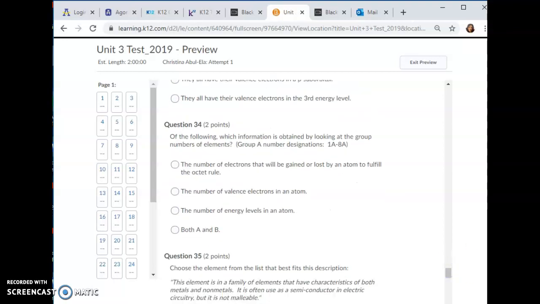Of the following, which information is obtained by looking at the group numbers of elements, Group A number designations 1A through 8A? The number of electrons that will be gained or lost by an atom to fulfill the octet rule, the number of valence electrons in an atom, the number of energy levels in an atom, both A and B.